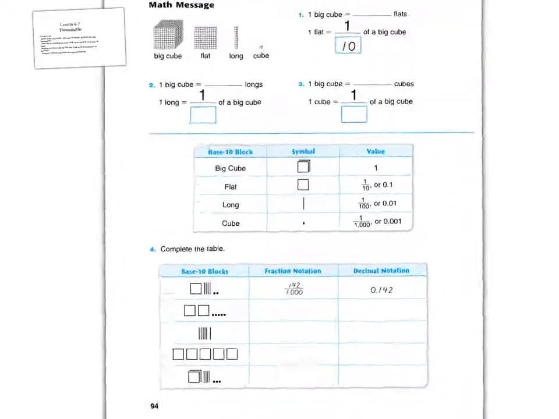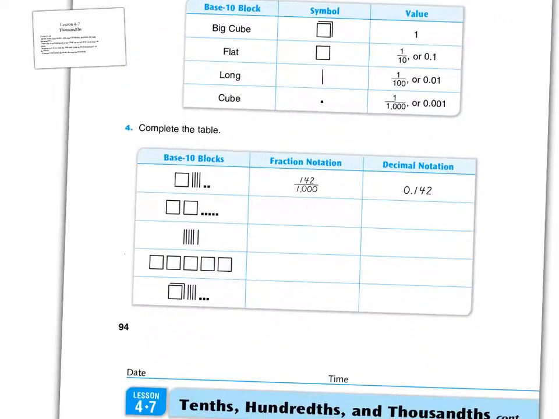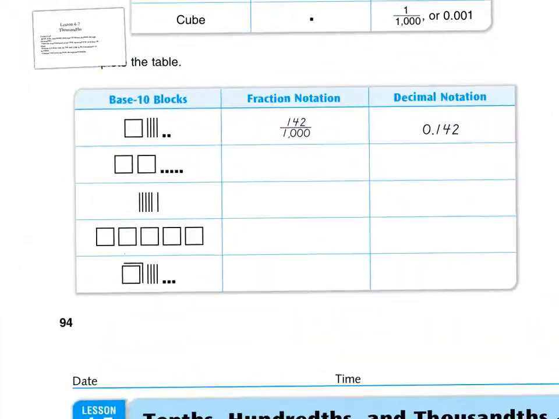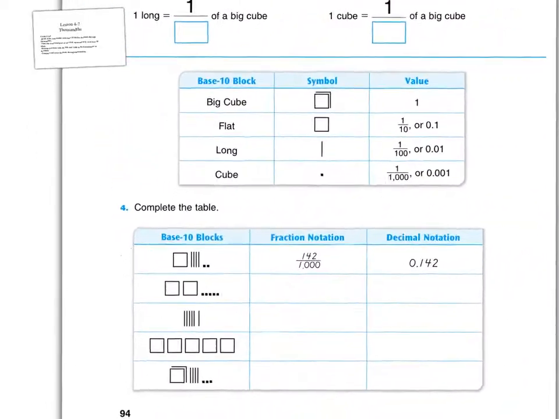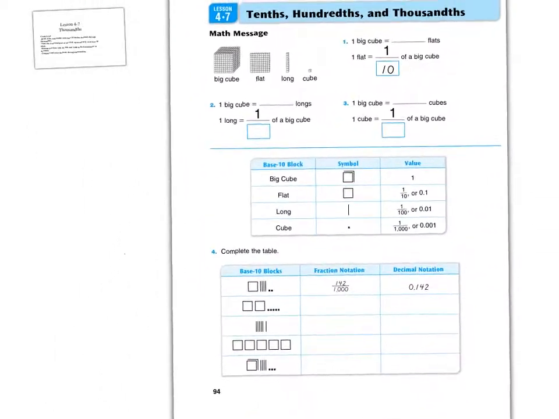So let's turn to your journal page 94. A little blurry for some reason, don't know why. There we go, shook the blur out of it. Alright, so let's turn to page 94 in our journal.